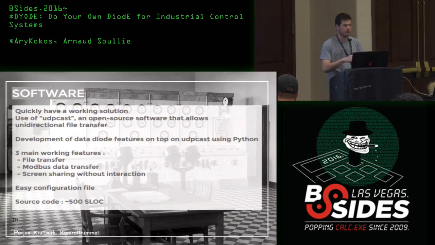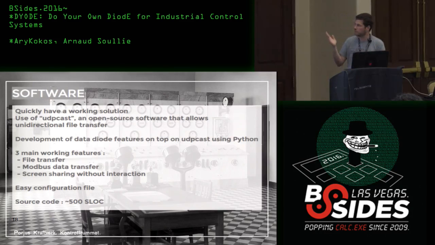Okay, so I talked about the hardware. Now I'm going to talk about the software. We wanted to have a solution that's working quite quickly. We didn't want to invest 6 months in development. So what we did is reuse something that already existed. It's called UDP Cast. It's an open source application, and it has a feature to send data through a one-way channel. It was mainly designed for satellite communication, where the downlink is quite cheap, but the uplink is expensive.